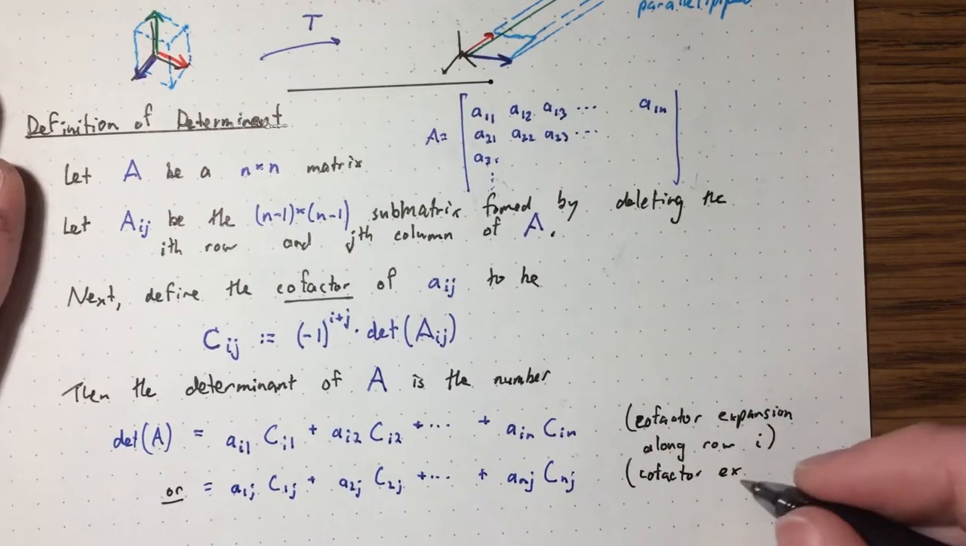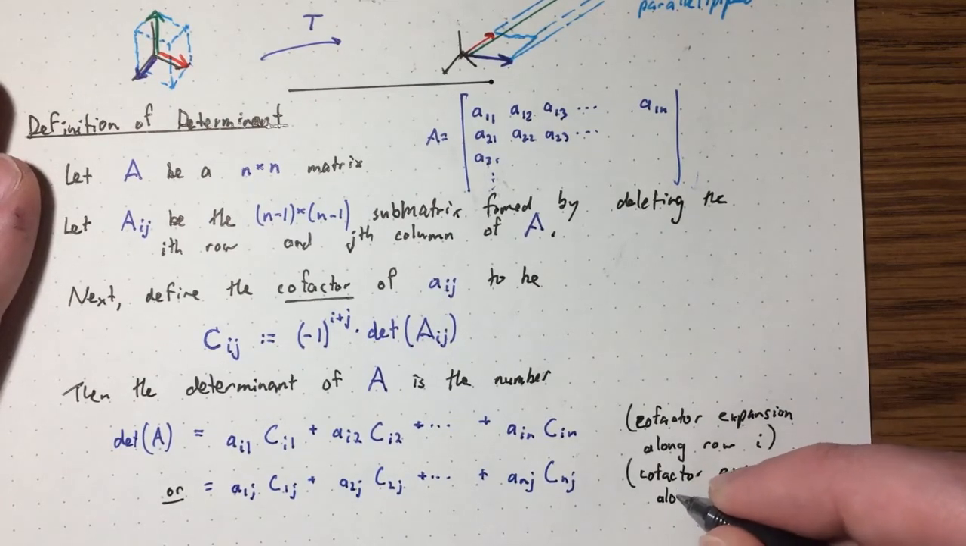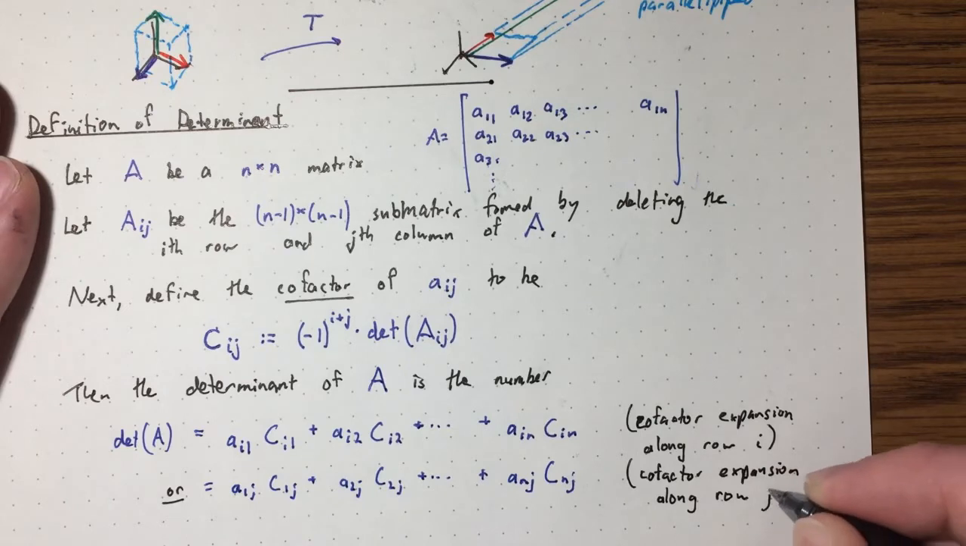And again, you're allowed to pick. So you can pick any row or any column. It turns out you will always get the same number when you do this. So pretty amazing. And that's called the determinant of the matrix.